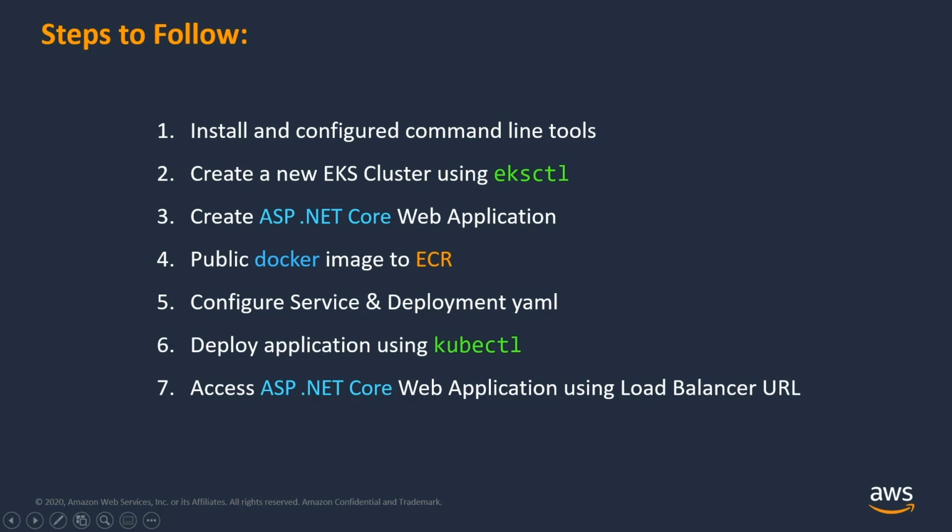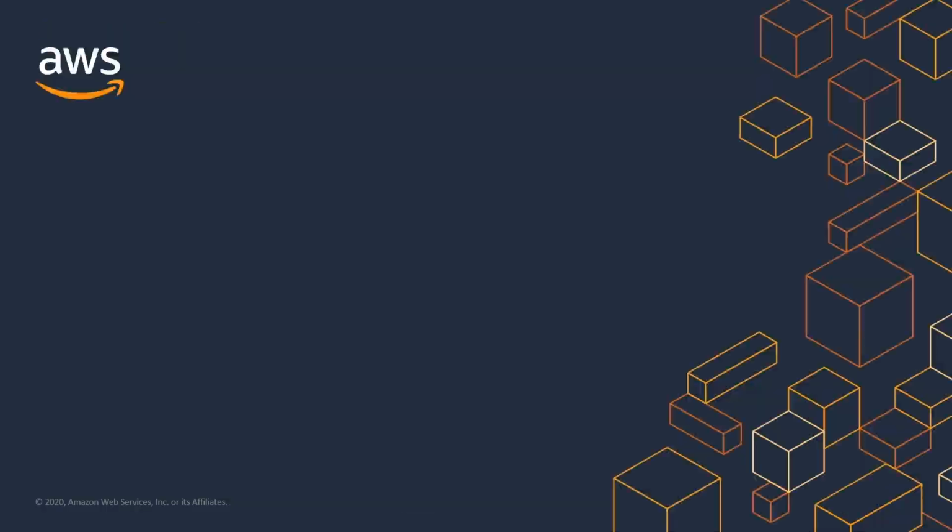So once you configure those three tools, you are all set to create and deploy an ASP.NET web application. We are going to follow 7 steps, which you can see on the screen, to create and deploy an ASP.NET web application on EKS. So let's get started.